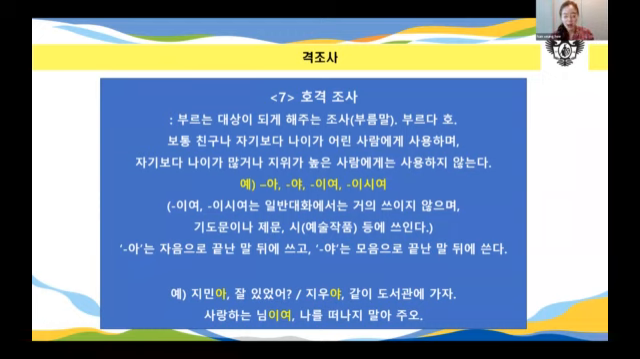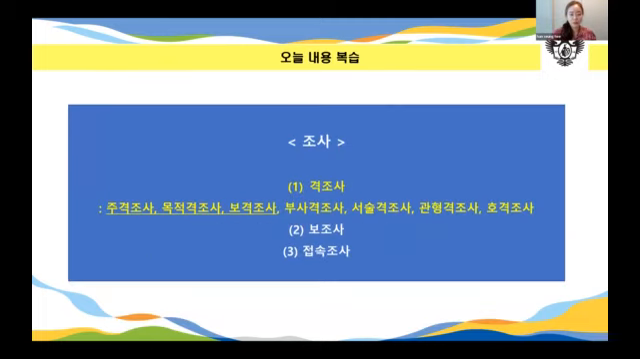아 is written after a word ending in a consonant, and 야 is used after a word ending in a vowel. They are all vocative particles. 호격조사. We finished. Okay. Today, following the last time, we talked about the rest of the case particles, 격조사. You have to remember it in Korean too. Let's read all the case particles in Korean. 7 particles: 주격조사, 목적격조사, 보격조사, 부사격조사, 서술격조사, 관형격조사, and then 호격조사.